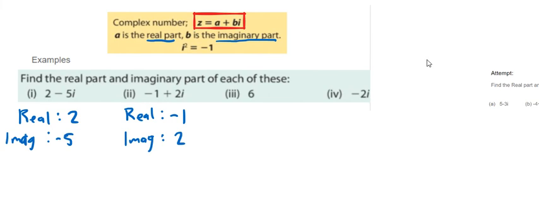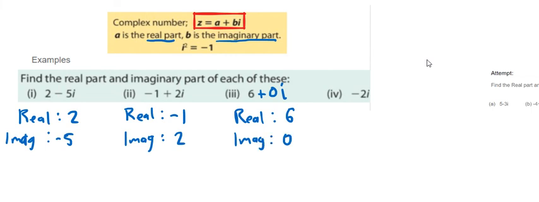The third one doesn't actually have any i's in it at all. But what you could do, just to make it look more like the z up here, the complex number up here, you could put plus 0i, because 0 just means nothing anyway. So 6 plus 0i, and then it's easier to see what's the real part and what's the imaginary. So the real part would just be positive 6. The imaginary part is nothing really, it's just 0.